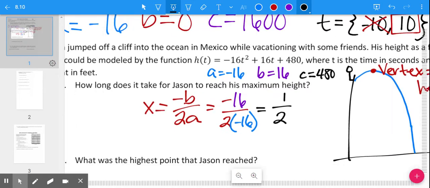So what that means is, go back to your question. How long does it take for Jason to reach his maximum height? It takes him half of a second.